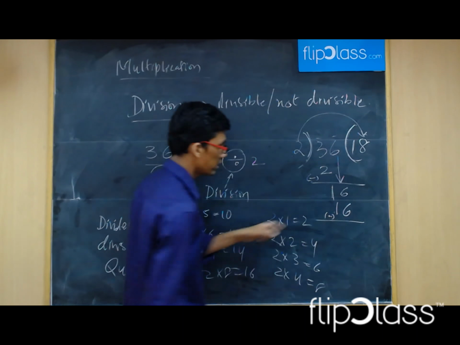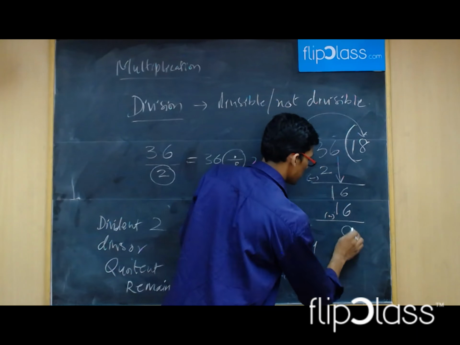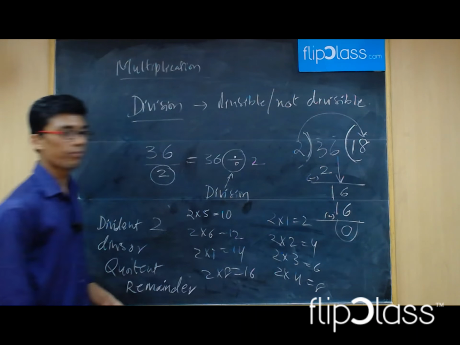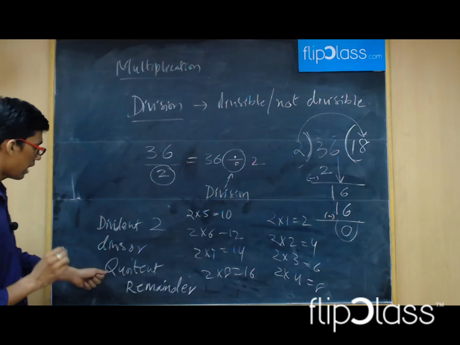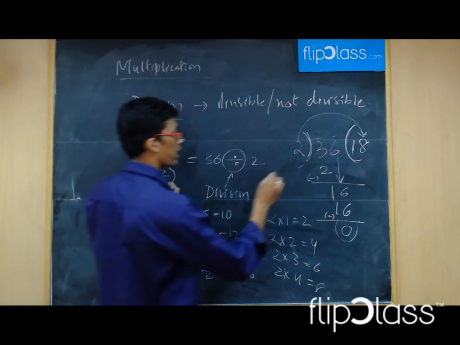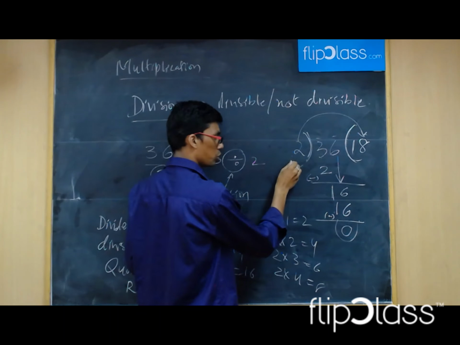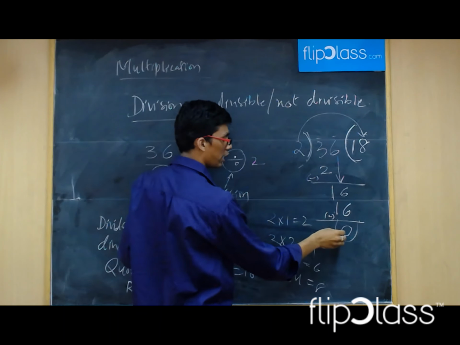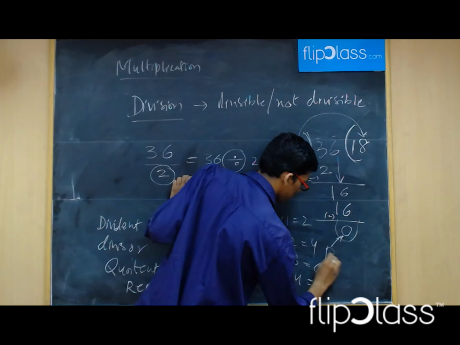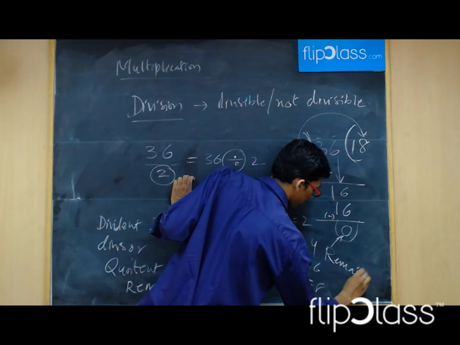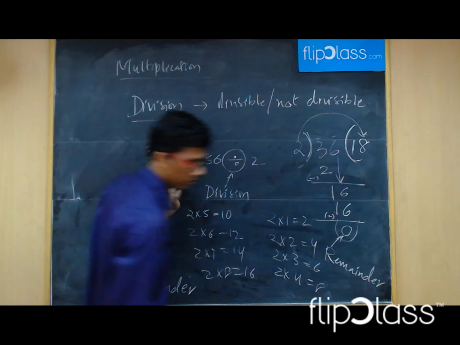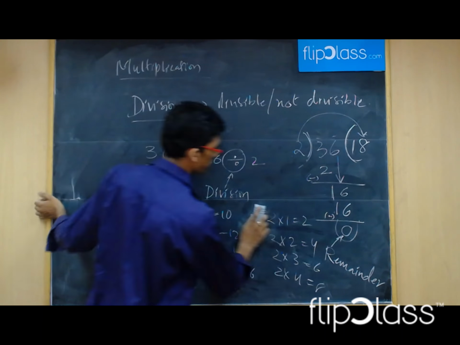Now when you are subtracting, this is the same number, so 16 minus 16 is 0. So what you have to understand here is, when you are dividing the number 36 by 2, the remainder is nothing. So this is the remainder.